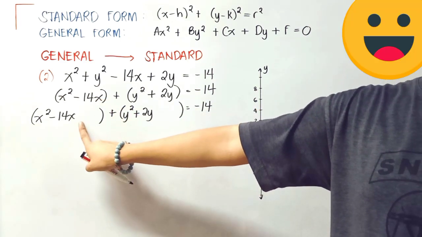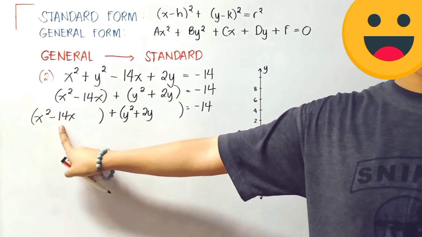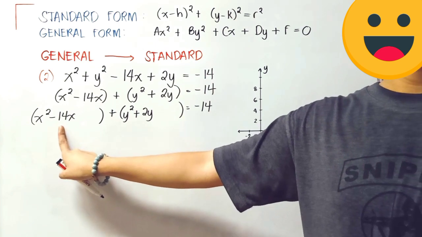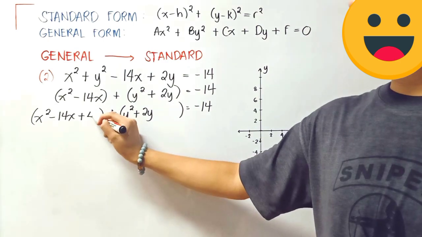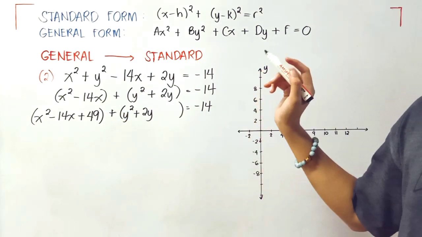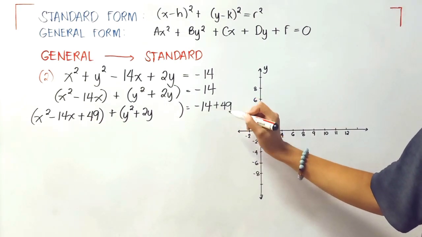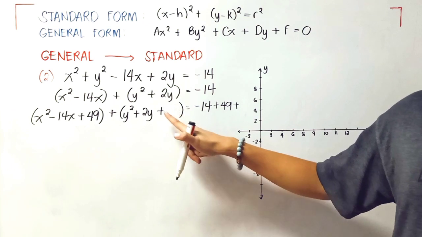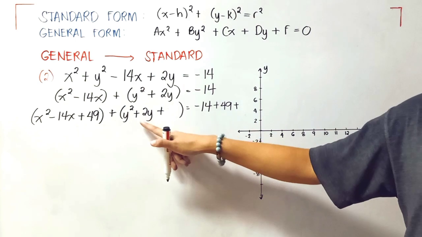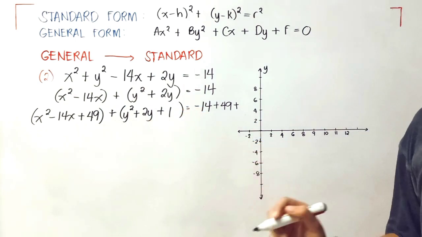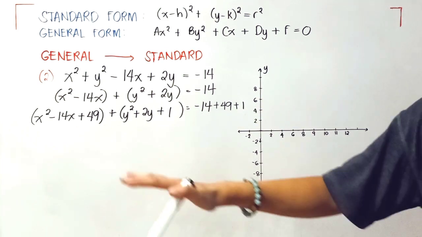Now the appropriate constant here depends on the middle term, negative 14. So negative 14 divided by 2, that's negative 7. Squared it, that will give us positive 49. Again, whatever you place in the left side should also be written on the right side. Now, let us proceed here. The number here will depend on the middle term. 2 divided by 2 is 1. 1 squared is 1. Also write that one on the right side to retain the equality symbol.